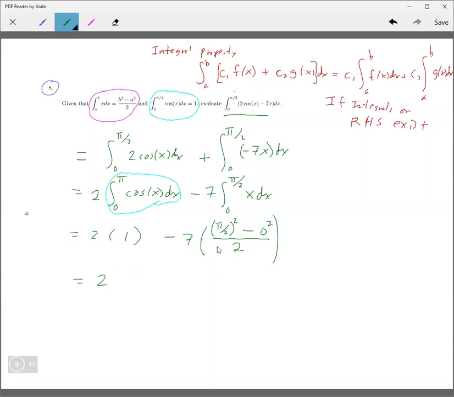Okay, this is a 2. What does this become? 7 pi squared over, this is like 4, and then that's going to make it 8. And it's 7 pi squared over 8. Okay, so that should be the answer right there.